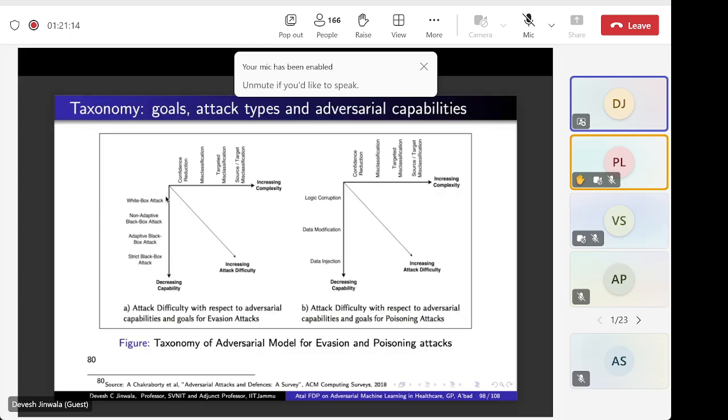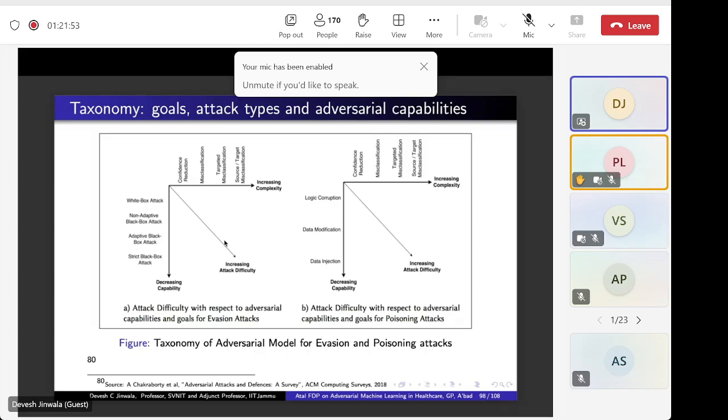If you look at the complexity, white box here stands in terms of confidence reduction. Then you have misclassification, targeted misclassification, and source target misclassification. So if you look at only these four, then on this side the complexity increases because confidence reduction is the simple thing to achieve, less complex. But as I go on making source target misclassification, it is increasing complexity. So both these terms are related here. Increasing attack difficulty is the overall result. And this is for the evasion attacks.